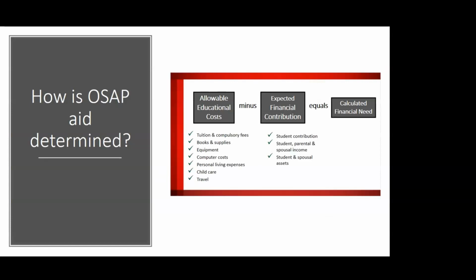How is OSAP determined? First, they look at the allowable educational costs. That would include your tuition and compulsory fees, books and supplies, equipment, computer costs, personal living expenses, childcare, and travel. And then minus what the expected financial contribution would be. That would be your student contribution, student parental or spousal income, and student and spousal assets. That is where they would calculate the financial need for students.